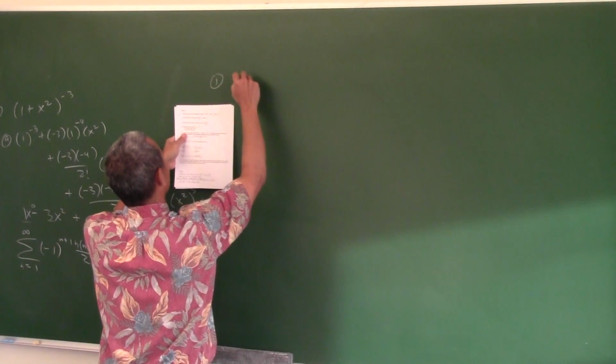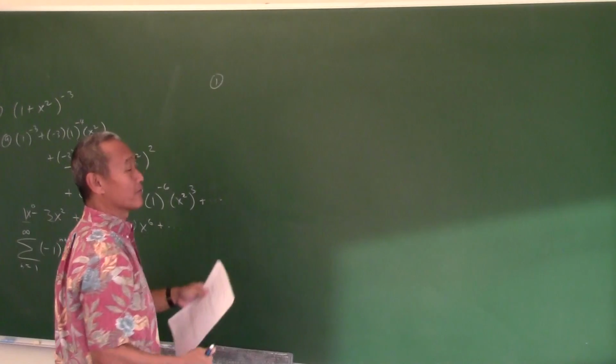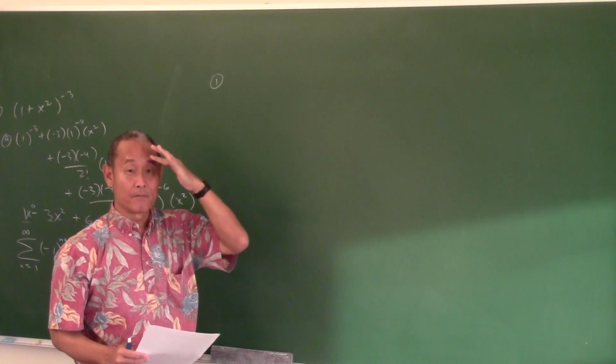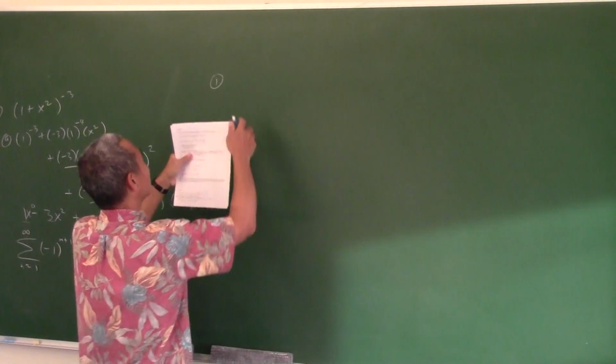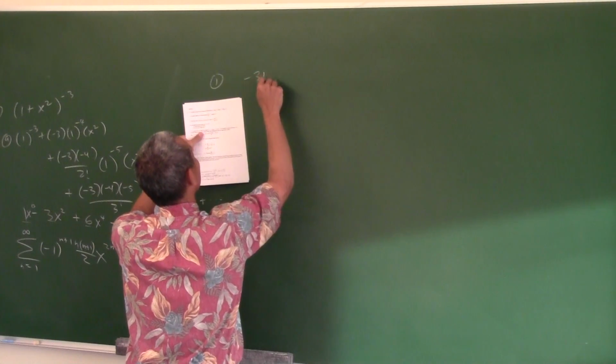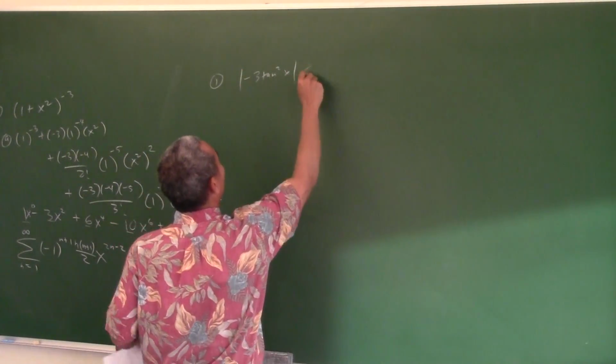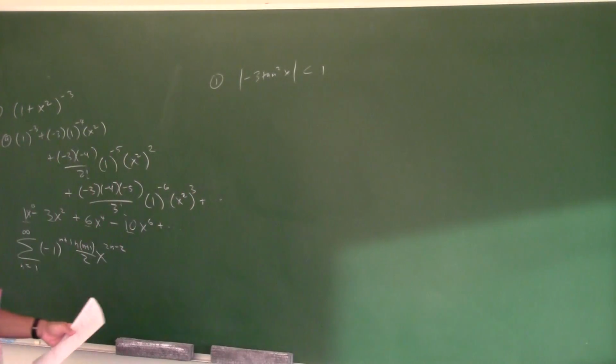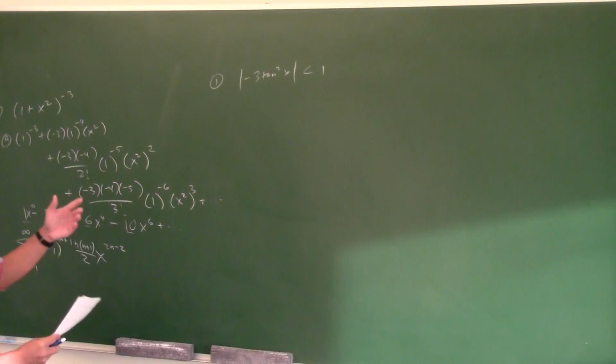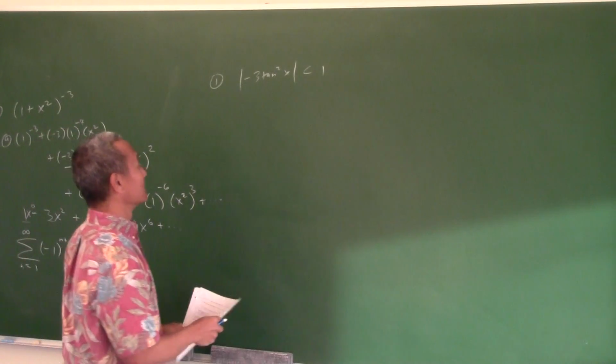Okay, hope the battery doesn't run out. Okay, find the interval of convergence, which must mean it's geometric. So what's the common ratio in this series? Negative 3 tangent squared x, right? So the absolute value of r has to be less than 1 in order for a geometric series to converge. Solve this inequality and we're in business.